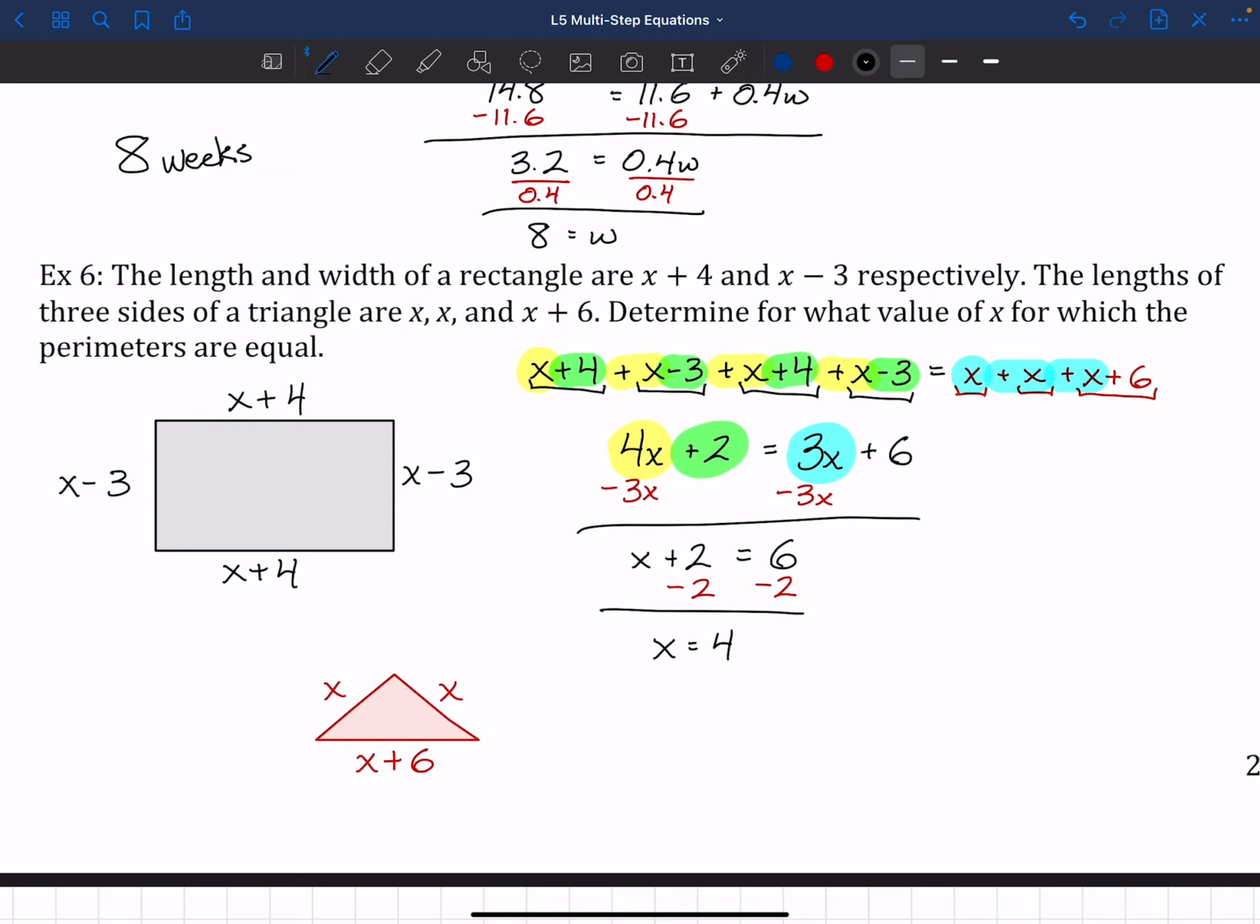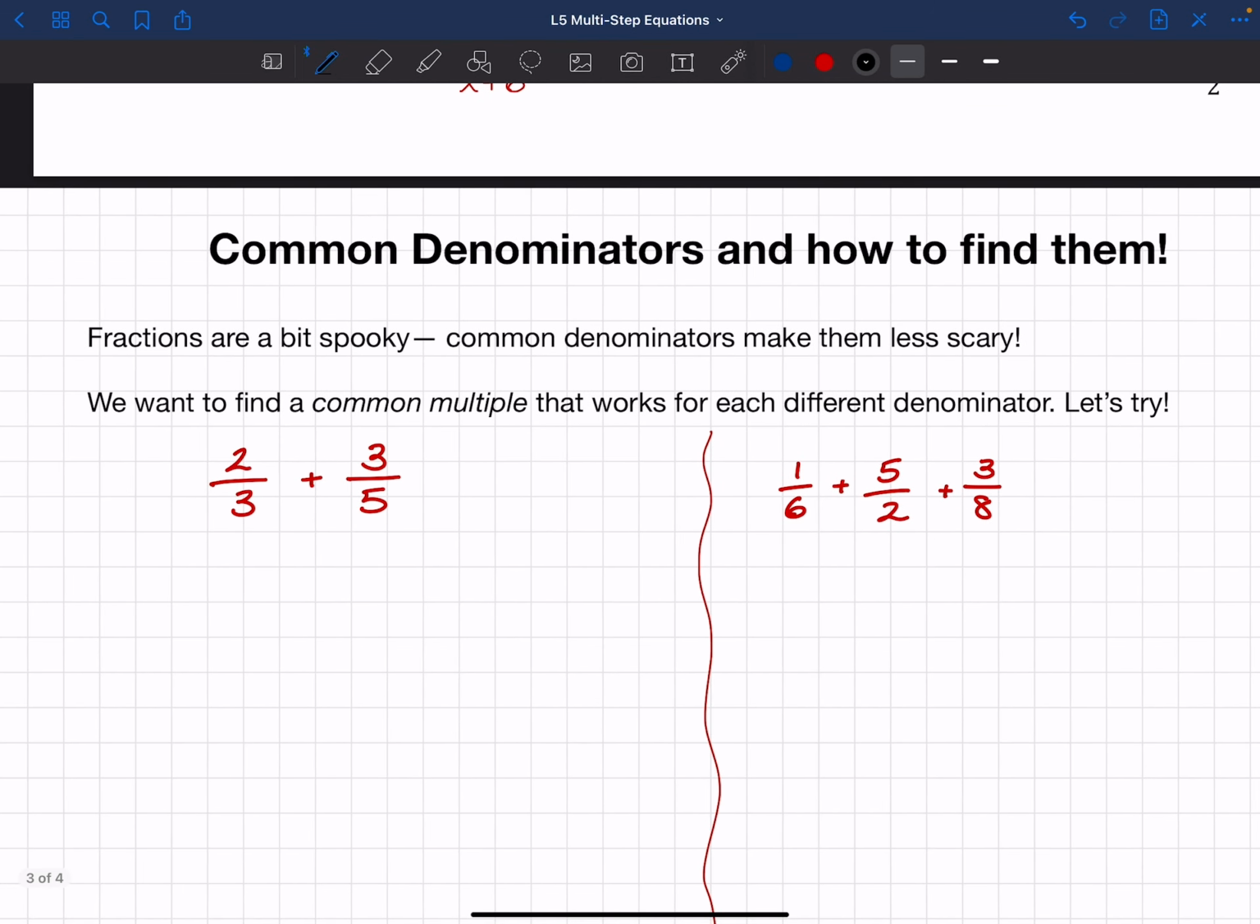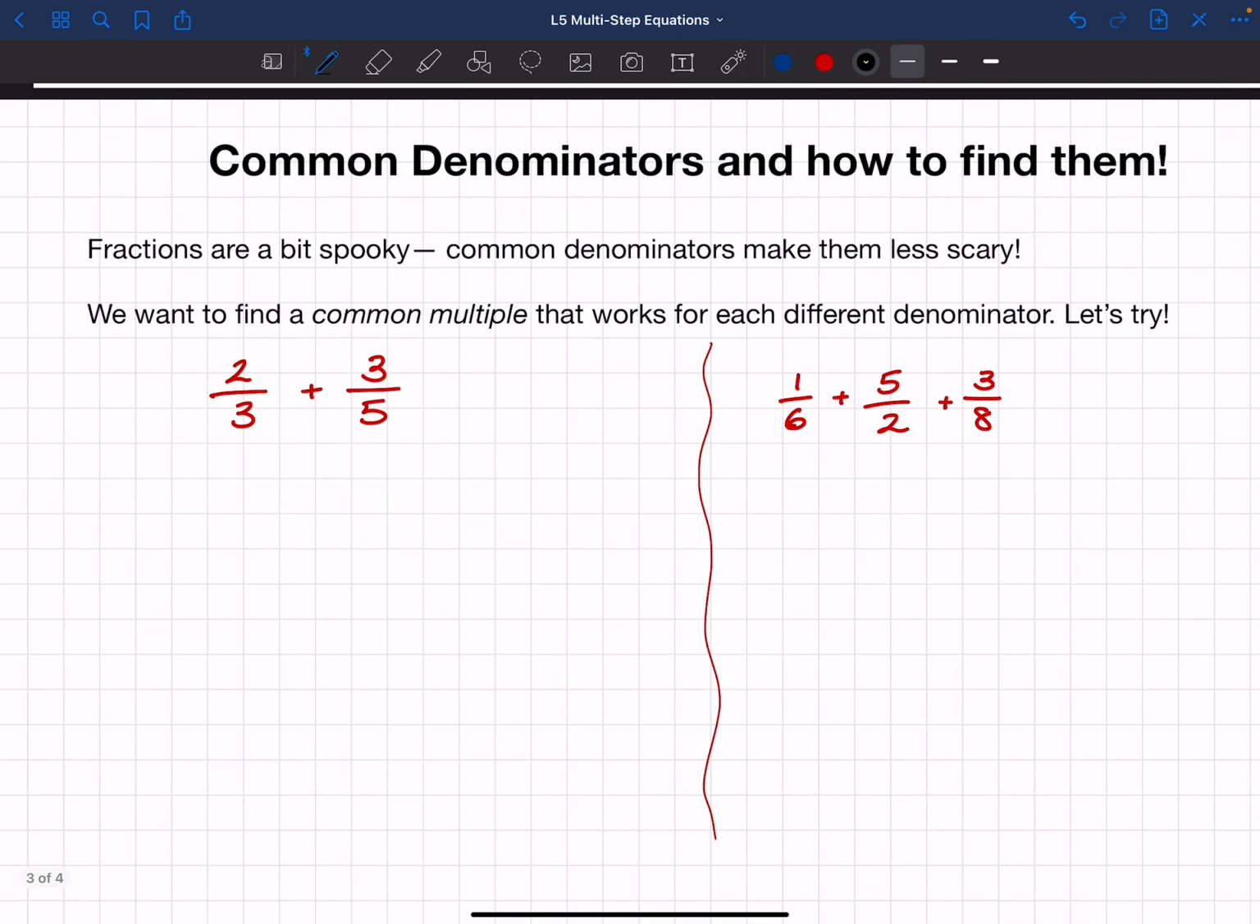So you might notice that so far we haven't used that first step about the common denominator yet. Let's talk about a common denominator before we jump into the fraction ones. So fractions are a little spooky, right? Lots of people don't like fractions, but they're just division, right? They got a little special rules to them, but it's not so bad.